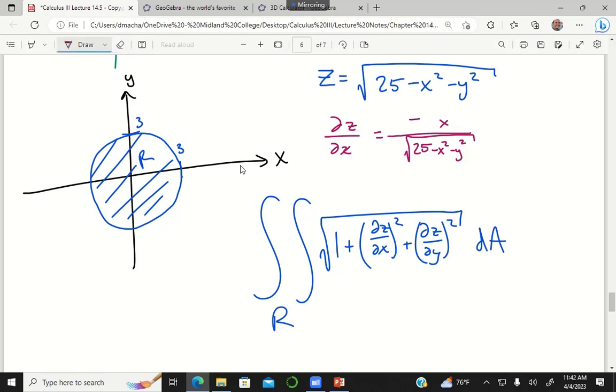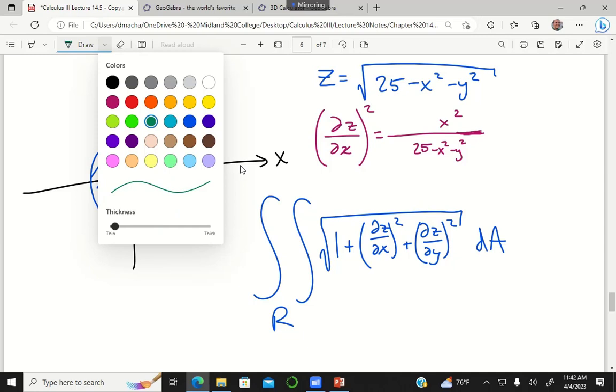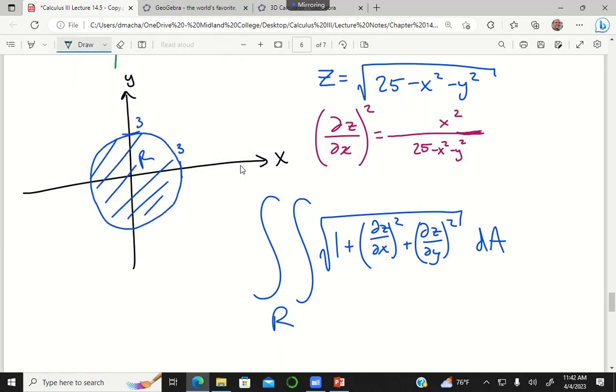Of course, for my formula, I actually need the partial with respect to x squared. So let's go ahead and take it squared. Squaring it will get rid of the minus sign, it'll get rid of that square root, and it'll make that x squared. Without having to duplicate all the effort, I just noticed that this is symmetric with respect to y, and so I can write the same thing. The partial of z with respect to y squared should be y squared over 25 minus x squared minus y squared.